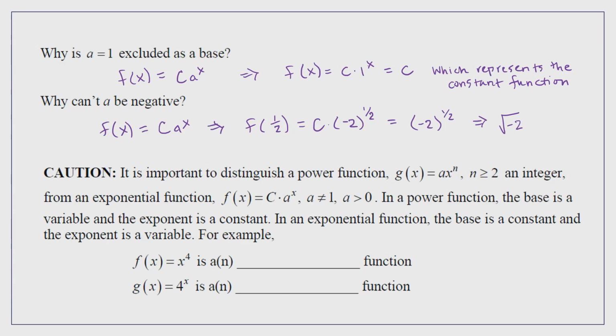So negative values are excluded from the values of a, because if we were to use negative values, we have a high chance of getting a non-real number.